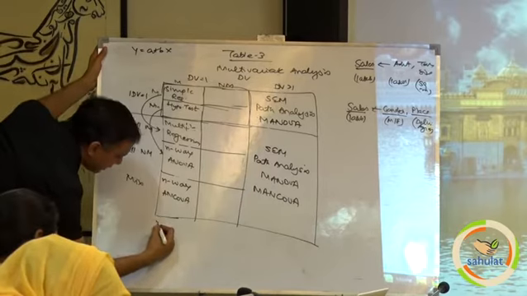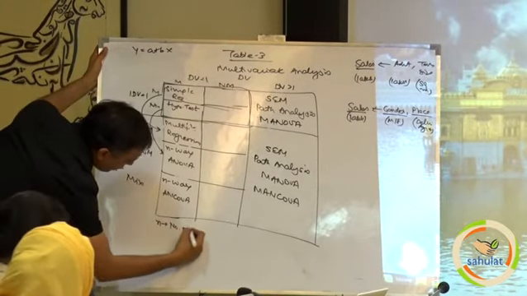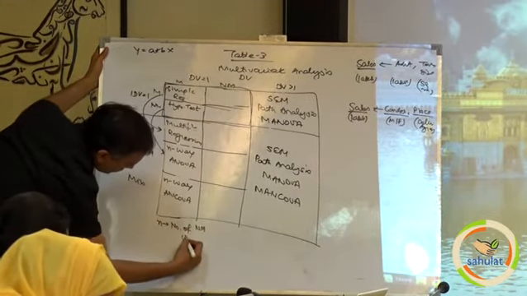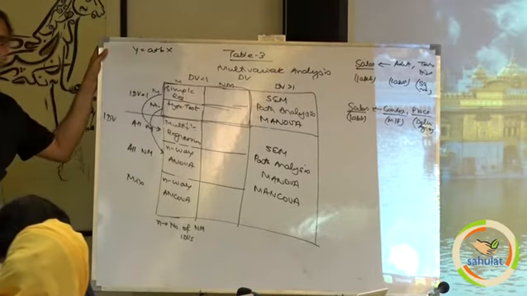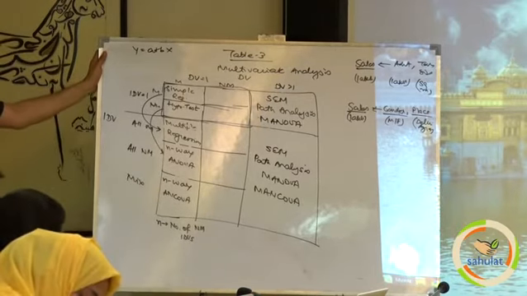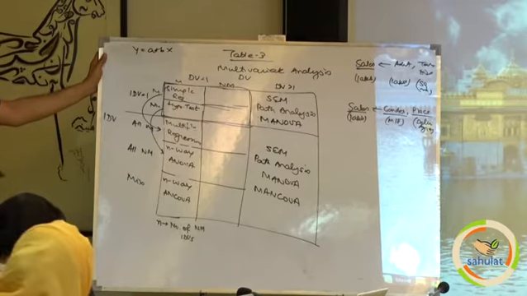Now what is meant by n? N is the number of non-metric independent variables. The meaning of n is number of non-metric independent variable.